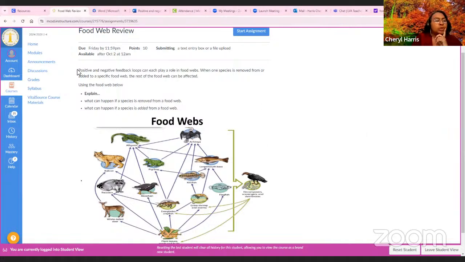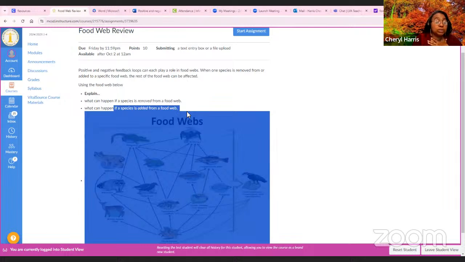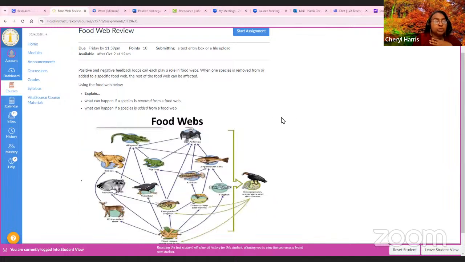With this assignment, the key terms are positive and negative feedback loops. You need to know what we mean by positive and negative feedback. It really refers to what are the good things that happen and the bad things that happen if a species is removed from the food web, or what happens if we add one to the food web. So that's the question that you're addressing.